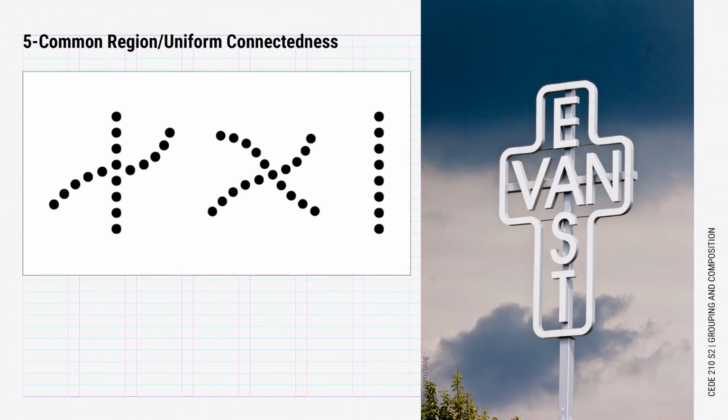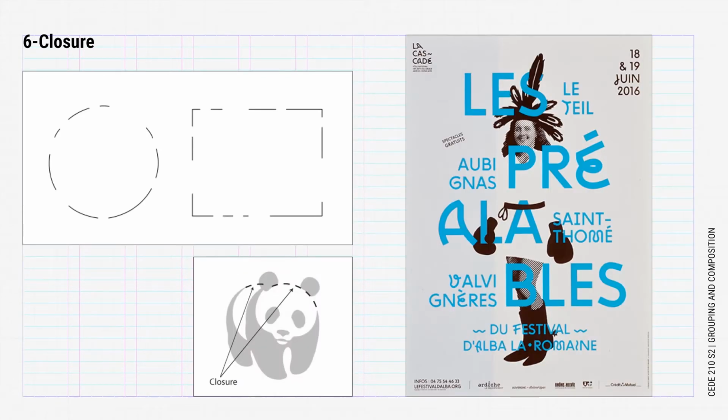I think a good example of this would be the East Van sign, where we read the word east from left to right, and then we read the word van from top to bottom. And we can make sense of this even though they both share the same A. So next we have our 6th principle, the principle of closure. This principle states that we complete images that are missing information, either hidden or incomplete.